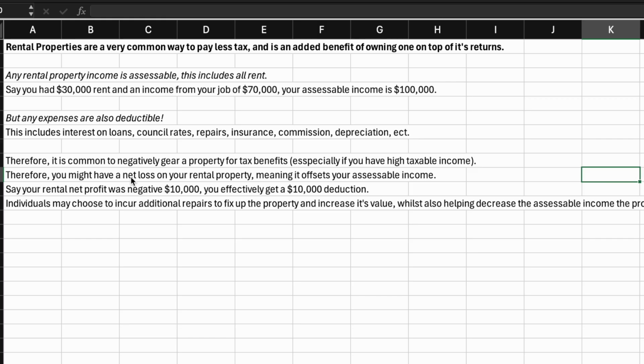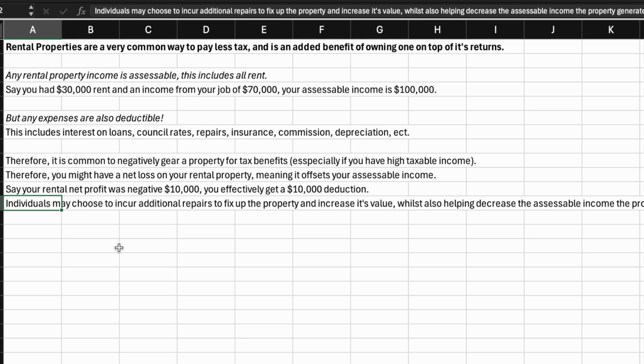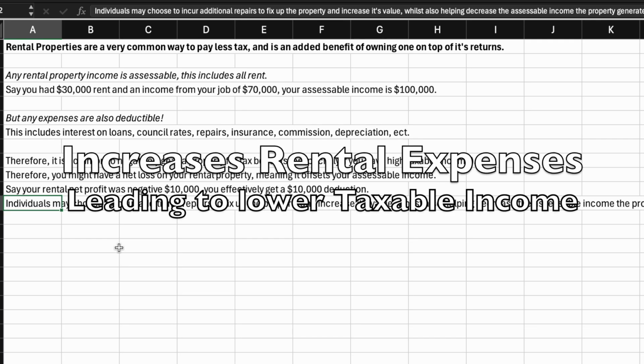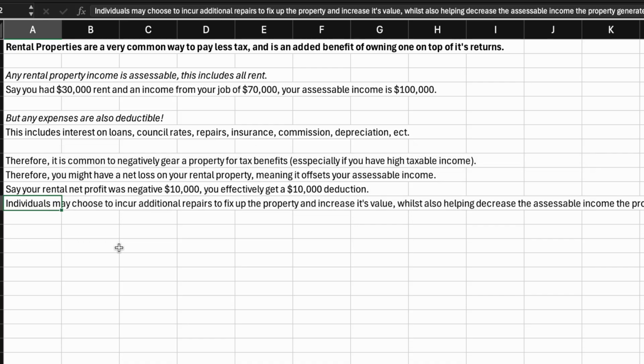So this is very common when, say, an individual chooses to do a bunch of repairs to their property, because not only does this improve the property and increase its value and make it better to live in, but it also decreases the assessable income the property generates, leading to less tax payable.